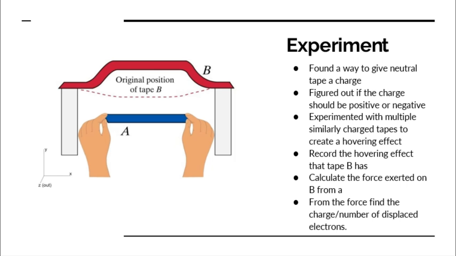So in this experiment, we found a way to give a neutral piece of tape a charge, and we figured out whether this charge should be positive or negative by seeing how it interacts with other things in the surroundings. We experimented with similarly charged tapes to create a hovering effect. As you can see in the diagram, we managed to get one piece of tape to hover over another piece of tape beneath it, because they're positively charged and they should repel. Then, using Newton's third law, we were able to calculate the force that the bottom tape was pushing onto the top tape, and we were able to find the charge of the upper tape and the number of electrons displaced from the charging process.